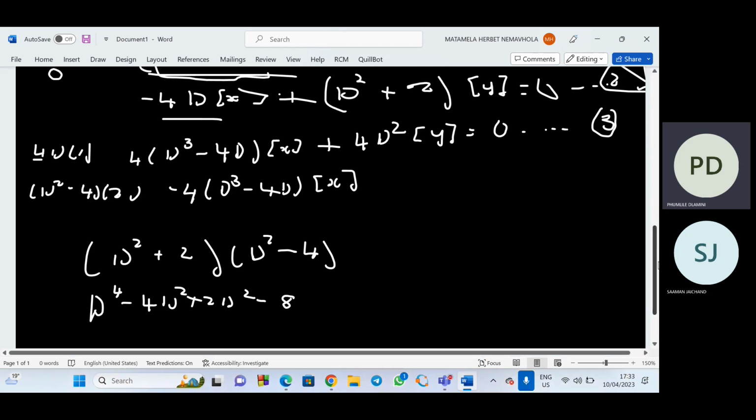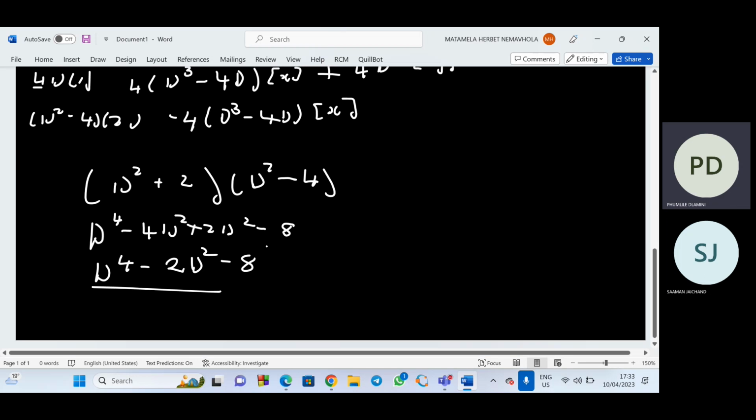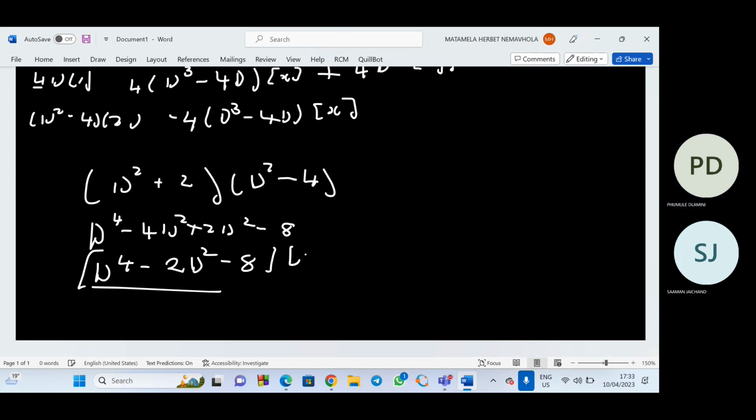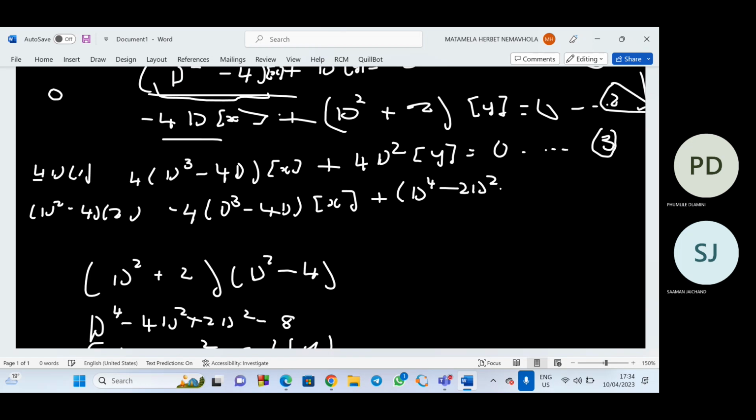So when we solve this, our answer is d to the power 4 minus 2d squared minus 8. We can write this side in the form of y. So we write plus, in brackets, d to the power 4 minus 2d squared minus 8, which is in the form of y, equals 0. We can make this equation 4.